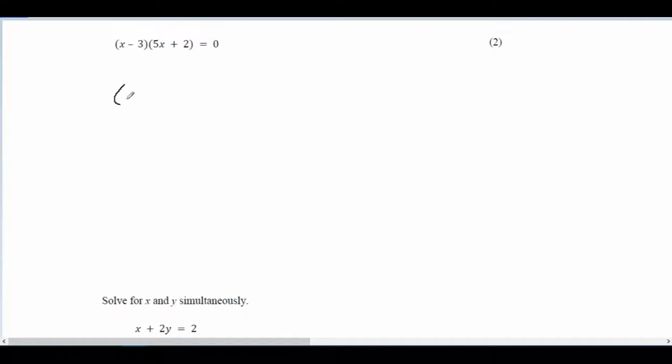So we're going to have x - 3 = 0, or 5x + 2 = 0. This should be really easy on the trig level.